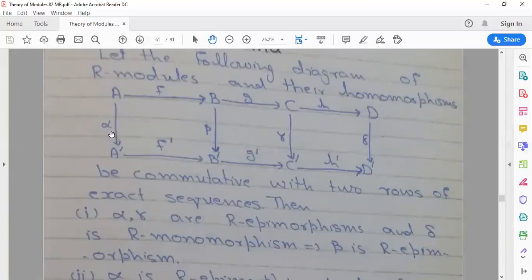By using alpha, gamma and del, and also by using composition of these, we have proved that beta is 1-1, and similarly by using alpha, beta and del, we have proved that gamma is onto. So by using all these given conditions, we have proved that beta is 1-1. So for 1-1 we proved that kernel of gamma is equal to identity.